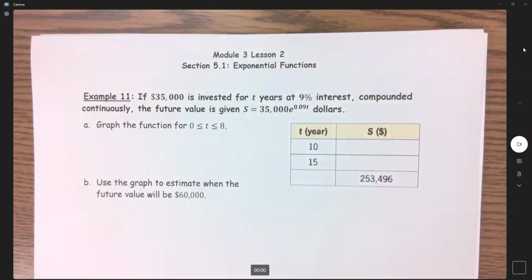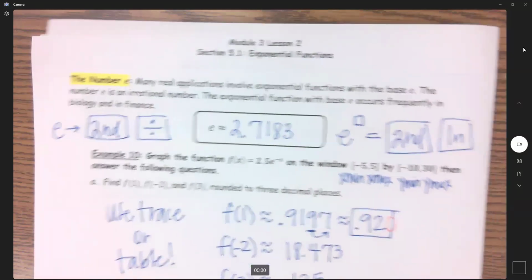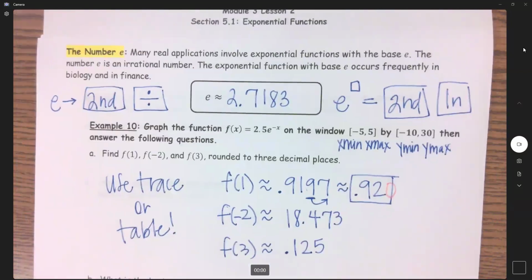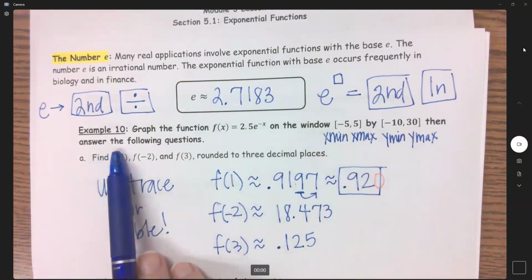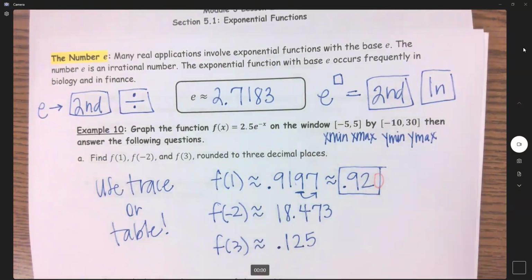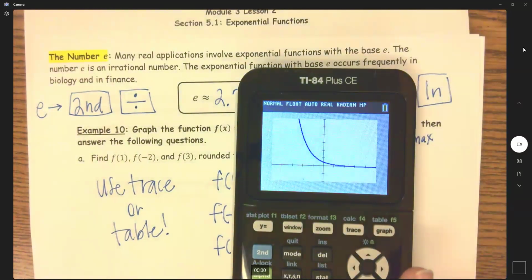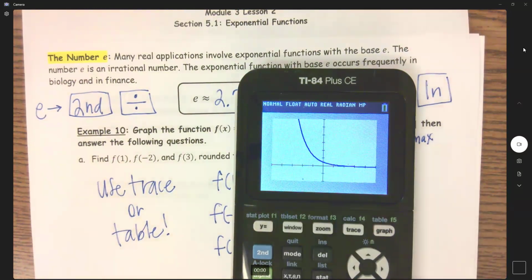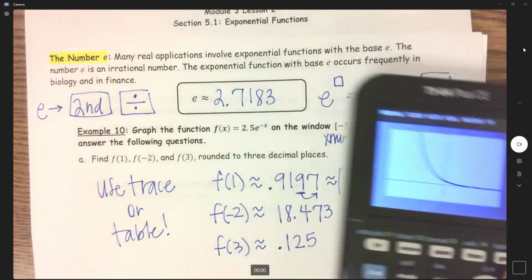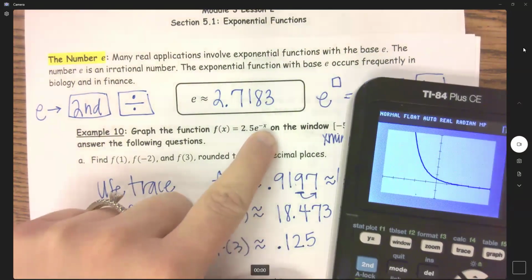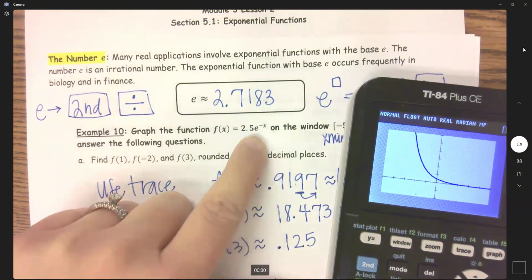11 and 12 are application problems with exponentials with a base of e. Before we go over this, I do want to rewind for a second because I don't think I made this very clear in the last video. In example 10, when we graphed this, and this was my graph right here, as you can see, this is just an exponential function. You can tell it's exponential because my variable, my unknown, is in that exponent position. It just has a base of e.